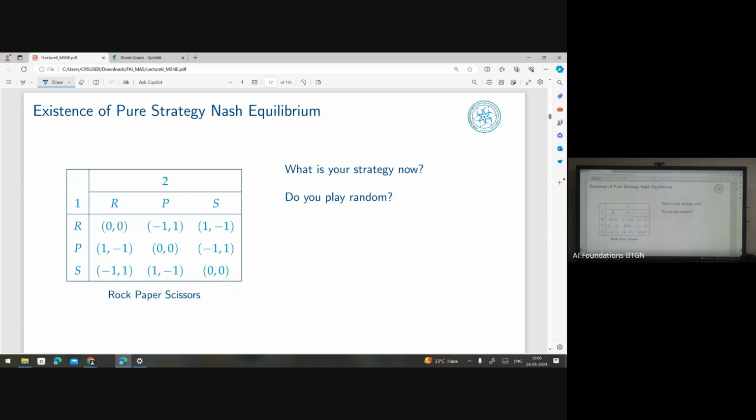Right? So this game has 3 pure strategies. Let's say player 1 is playing randomly, uniformly at random. So it's playing rock with 1/3 probability, P with 1/3, and S with 1/3 probability. If it does that, if you are player 2, what would you do?